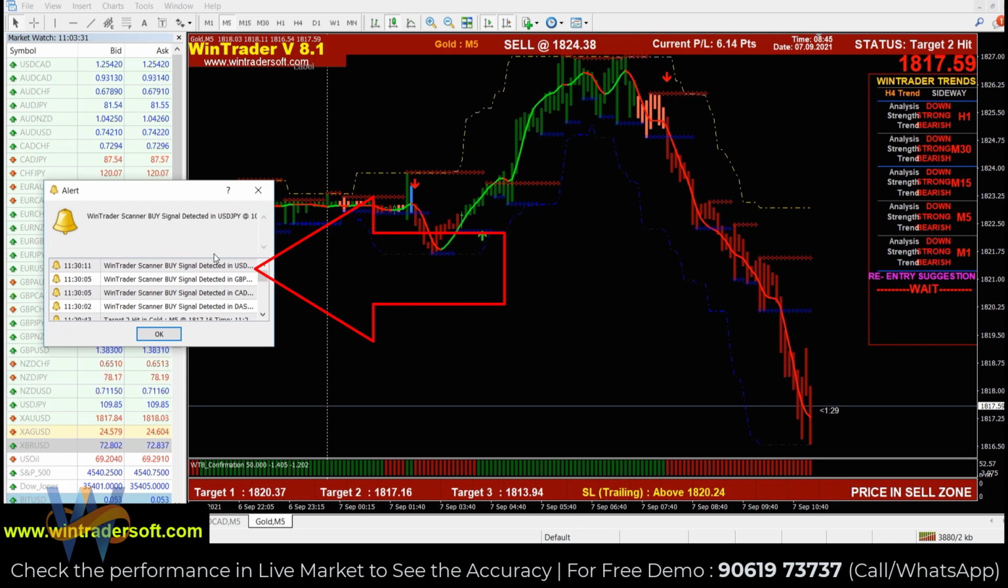The same alert will display whenever the software generates a new buy or sell signal. At the same time the alert will come with the sound effect. It contains the exact entry point, like where you have to buy and where you have to sell.